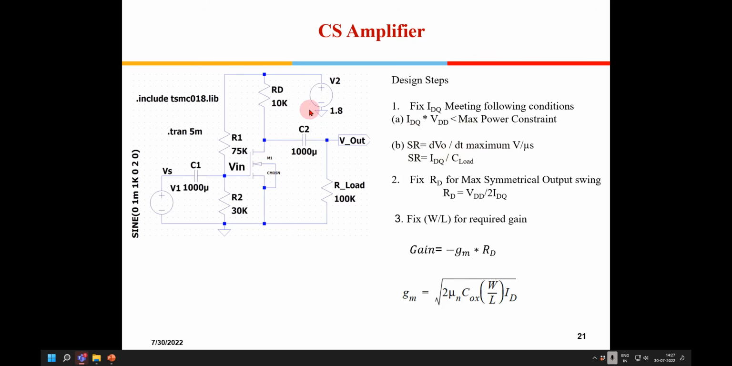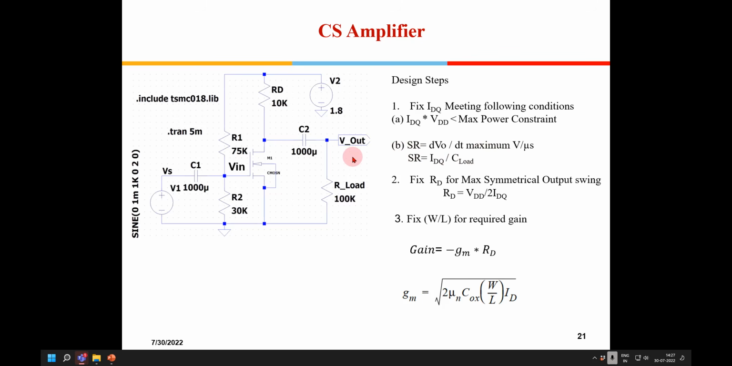So the total net power requirement which is specified will impose one restriction, that IQ times VDD should be less than the max power constraint. Is this okay? This is the first condition which I have to cater for.